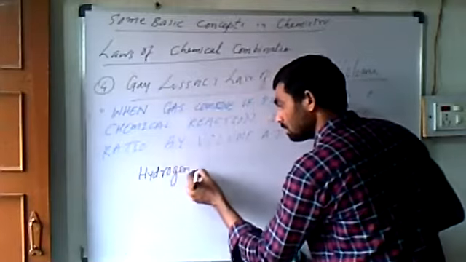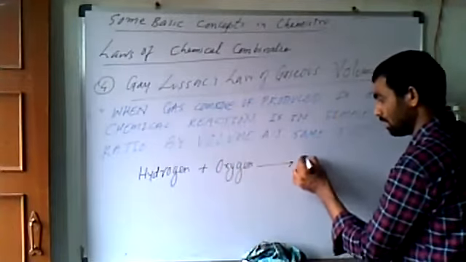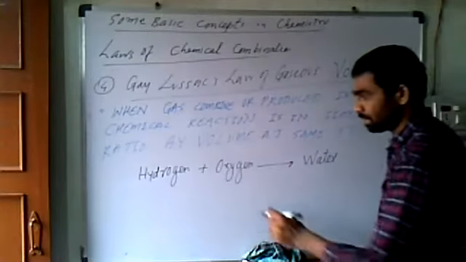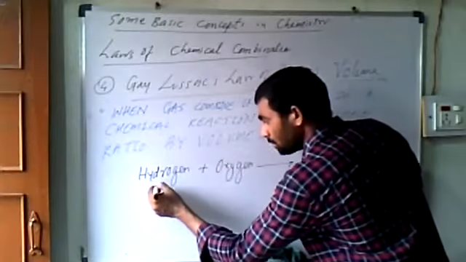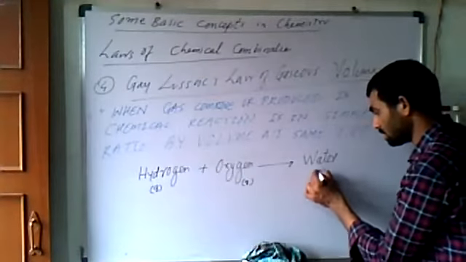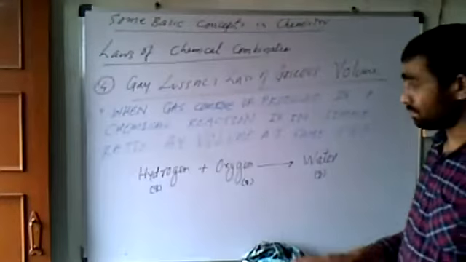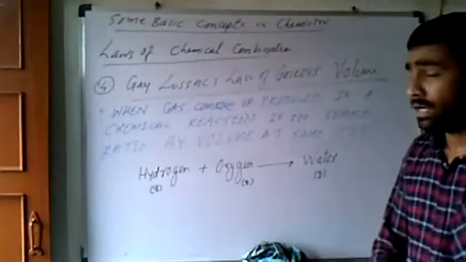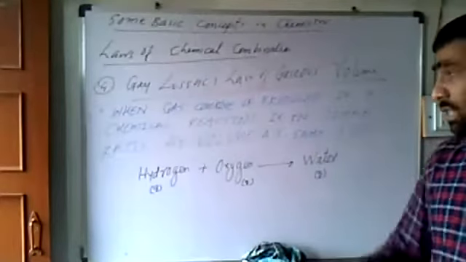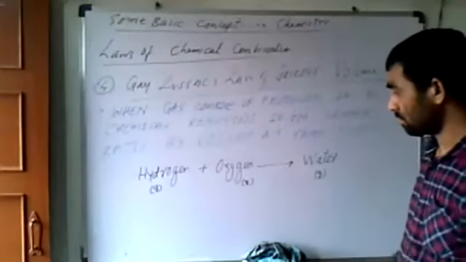Hydrogen plus oxygen gives you water. Suppose this is gaseous, this is also gaseous, and suppose this is also forming a gas. Now see, it is nothing but the extension of the third law, the law of multiple proportion. This law is only for gases, and that law is for liquids and solids, right?